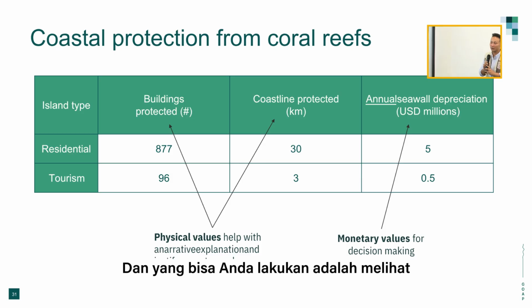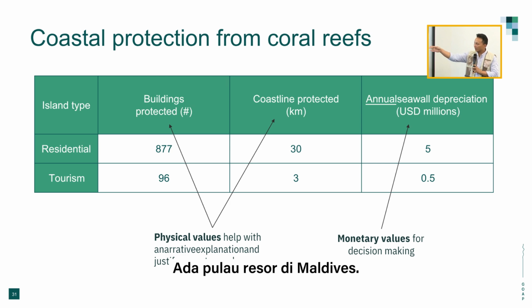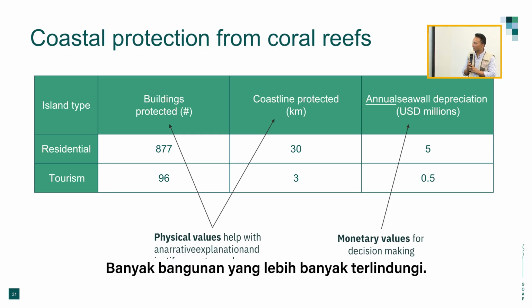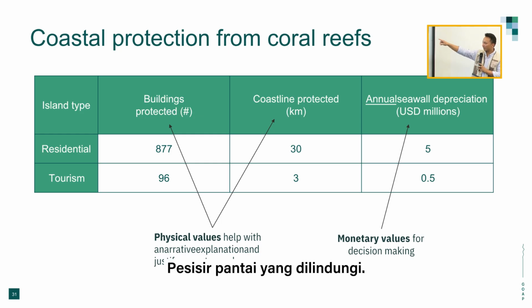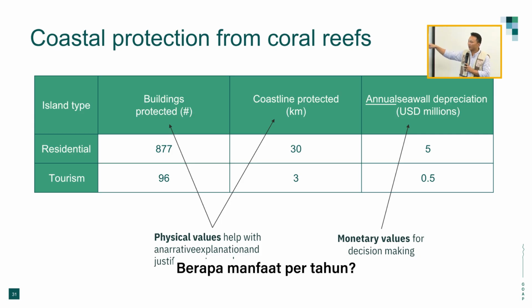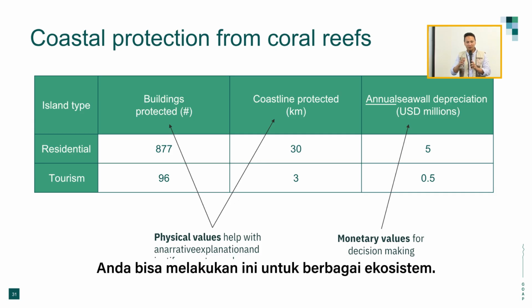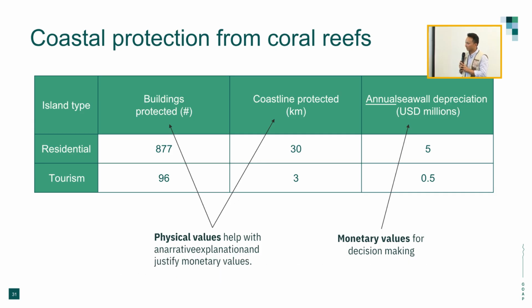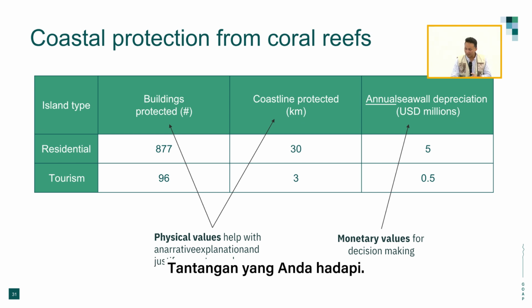And what you can do is look at the difference in benefit between stakeholders. So there's the resort islands in the Maldives, and there's also the local islands. You can see in the local islands a lot more buildings being protected, and then how many kilometers of coastline is being protected, and then just as an example, how much benefit per year are you getting from the coral? You can do this for mangrove, you can do this for many different ecosystems. You could do it per island. It's really trying just to answer the question, the challenge that you have.